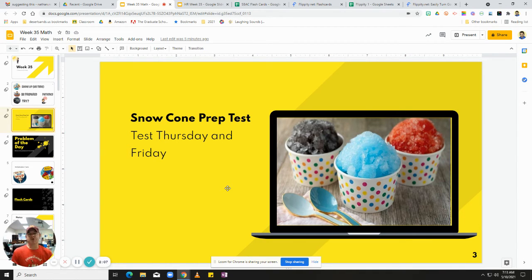Then we moved into some geometry. We did some volume, length times width times height, base times height. We did some factorization. Remember where you take a number and break it down into its prime factors, our factor tree. Then we went into, after winter break, we started to dive into fractions, everything with fractions.